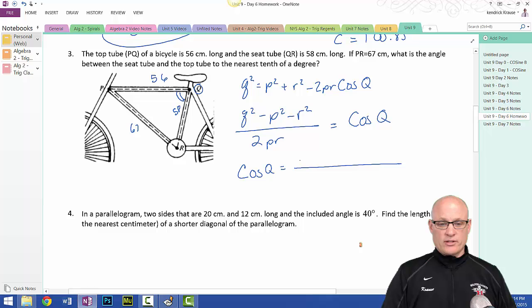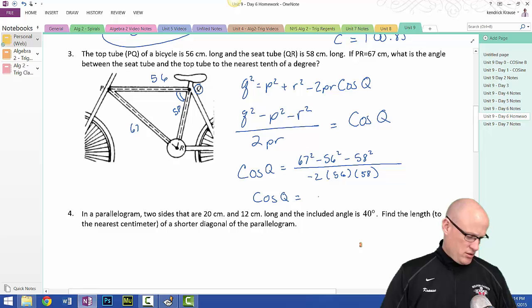Opposite of little q is 67. So 67 squared minus the other two. It doesn't matter the order. I'll just do 56 squared minus 58 squared all over negative 2 times 56 times 58. I type that in my calculator, and cosine Q ends up being equal to 2011 over 6,496.